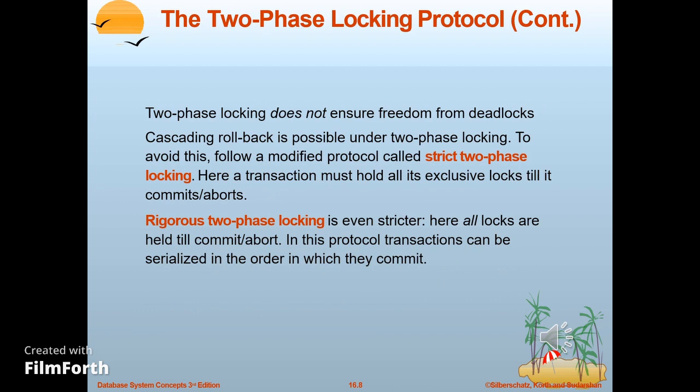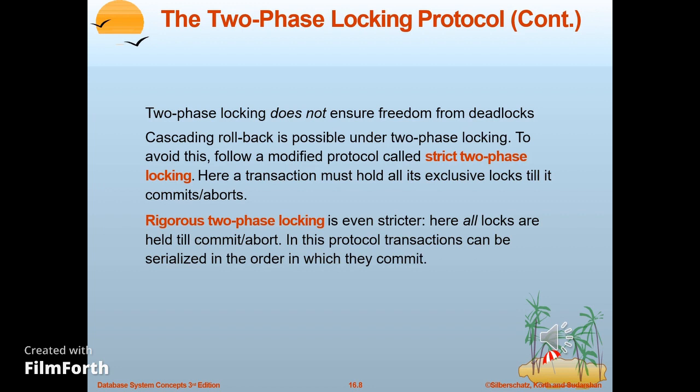The disadvantage of the two-phase locking protocol is that it leads to a deadlock state. To overcome this, we use another modified protocol called the strict two-phase locking protocol. Here, the transaction must hold all its exclusive locks till it commits or aborts. When does a transaction commit? Once the transaction completes all its operations, only then it commits or aborts. So a transaction should not release any exclusive lock till it commits or aborts. That is strict two-phase locking.